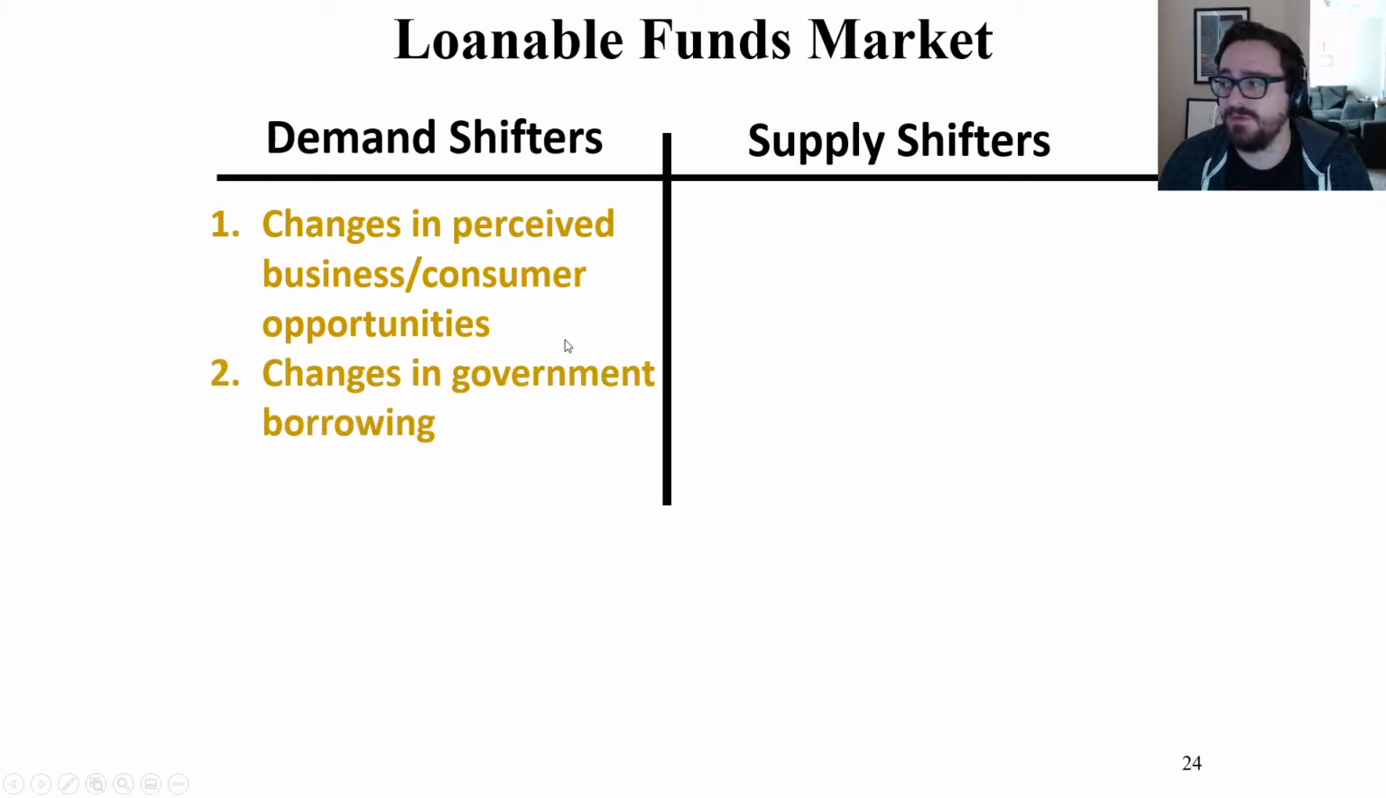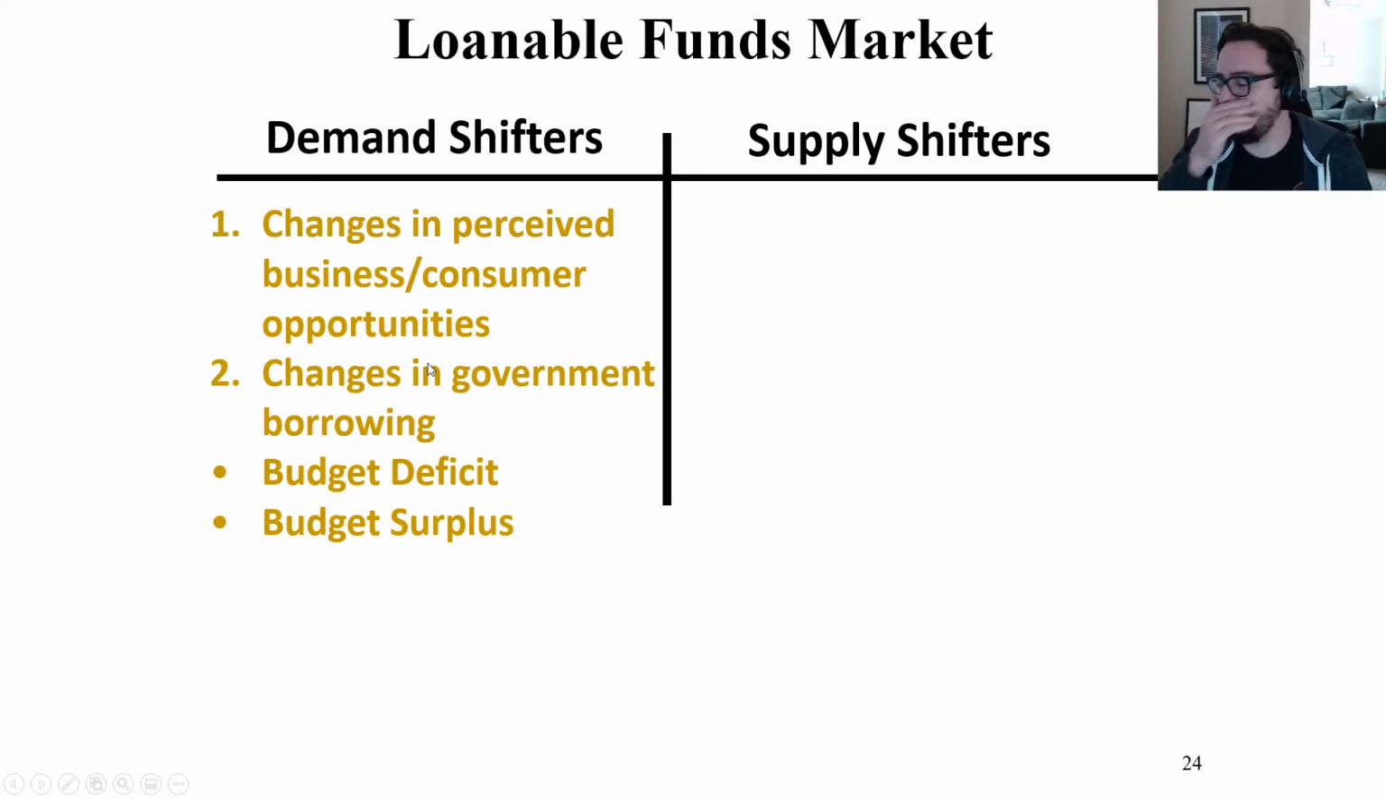A second one, which we're going to get into in a lot more depth in Unit 5, is changes in government borrowing due to things like a budget deficit and a budget surplus. I'm not going to go into crazy depth here on number 2. For now, the way to think about it is just if the government needs to borrow more to pay for their spending, demand for loans would go up. If the government needs to borrow less because they're spending less, then the demand would go down.